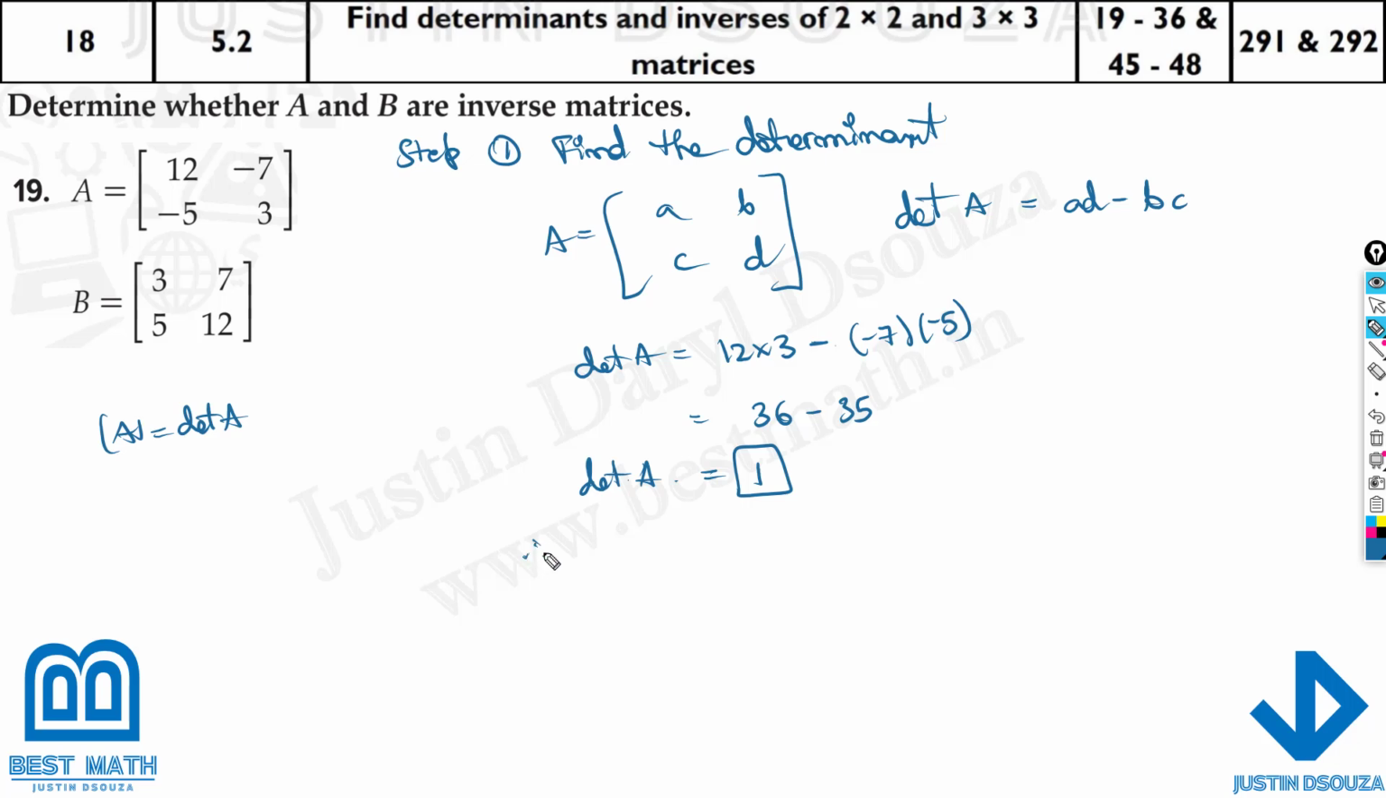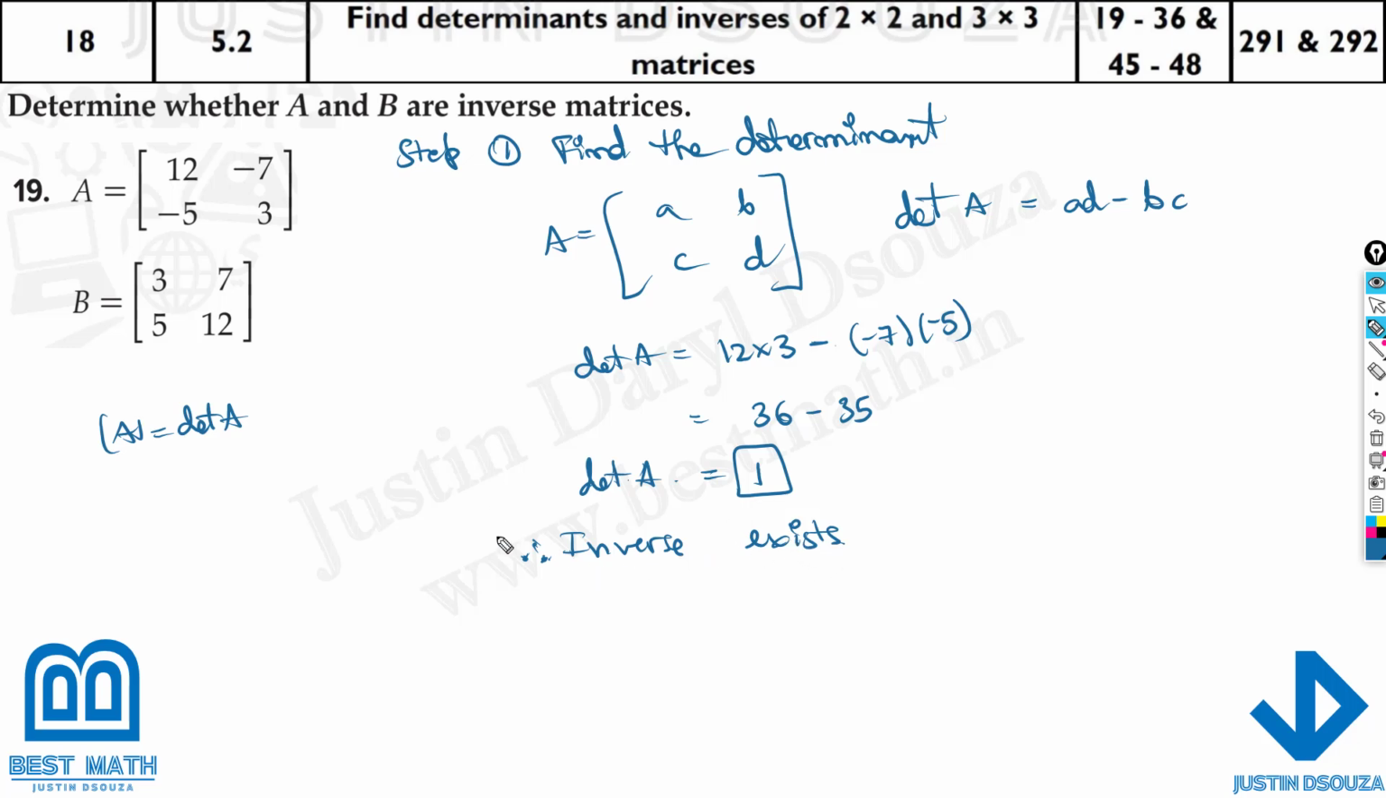Therefore, inverse exists. You just write this. What does this mean? Look, when we find the determinant of any matrix, if we get 0, then there is no inverse. It cannot be possible. When you get any other value, like a negative number, positive number, any number other than 0, there is an inverse.